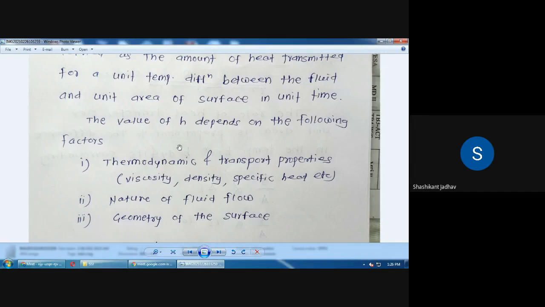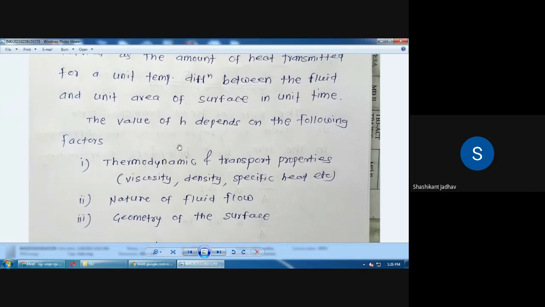Write down the first factor. The value of H depends on the following factors. First one, thermodynamic and transport properties. Thermodynamic and transport properties means, in this case we have considered one plate and on that plate a fluid is flowing. So what is the convective heat transfer coefficient for this particular condition? This depends upon the thermodynamic and transport properties.